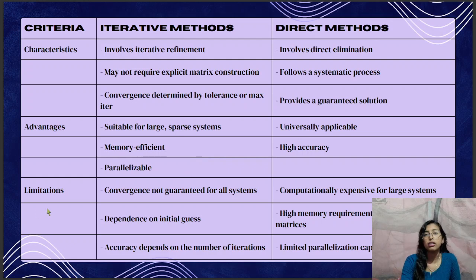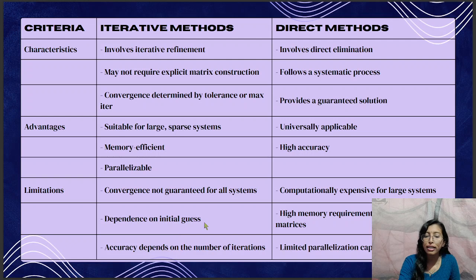Now the limitations. If we are doing comparison, both have pros and cons. So we have discussed the advantages and characteristics and the features which are provided by both the methods. Now let us see the limitations too. Convergence not guaranteed for all systems. It is limited for some particular systems only. It cannot be applied for every system. Computationally expensive for large systems. Direct methods are a little bit expensive for large systems.